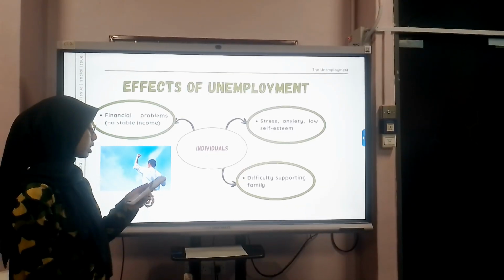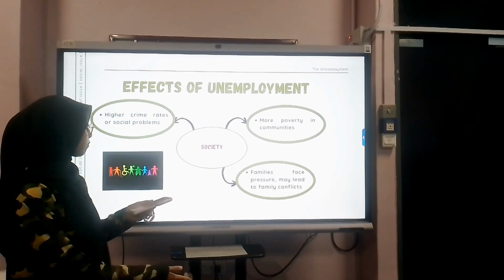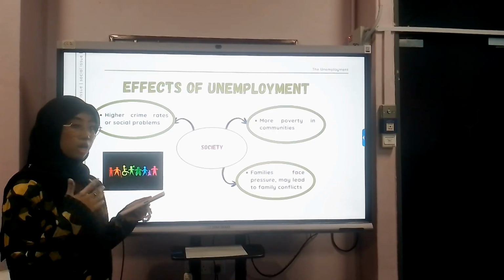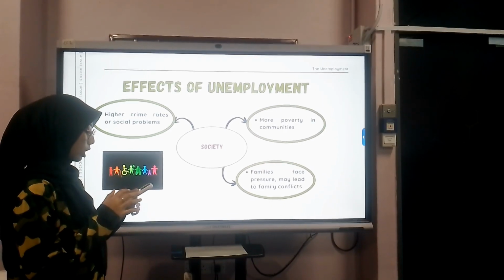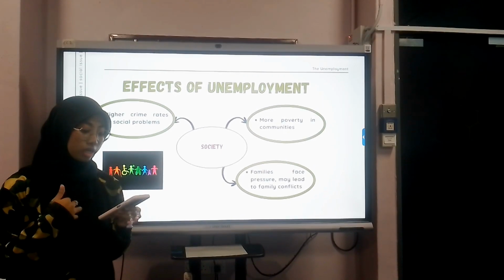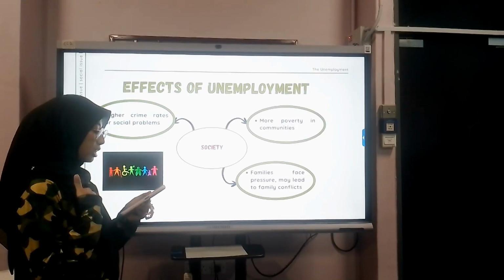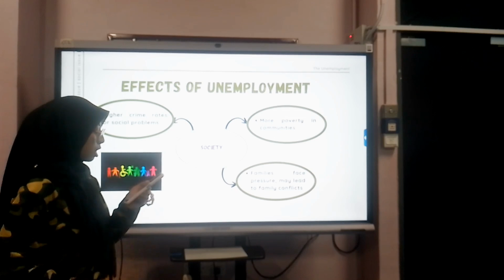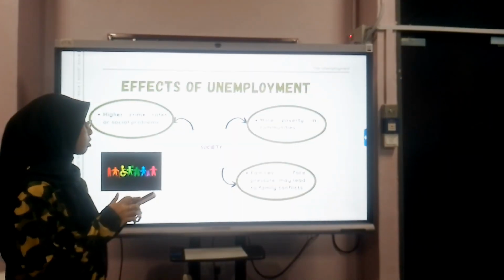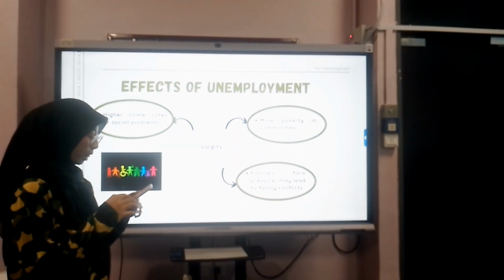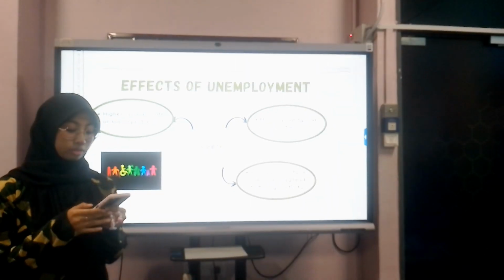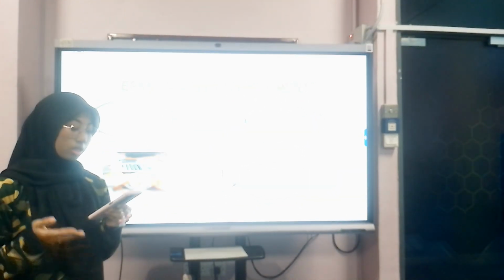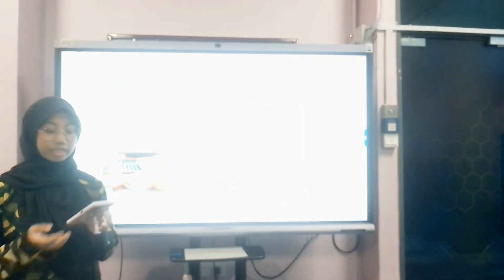But unemployment doesn't just affect individuals; it also affects our society too. Many people in the community are unemployed. So it can increase the social problems. For example, higher crime rates, poverty, and also family conflicts. When people have no income, they may become desperate, and this can affect social stability.